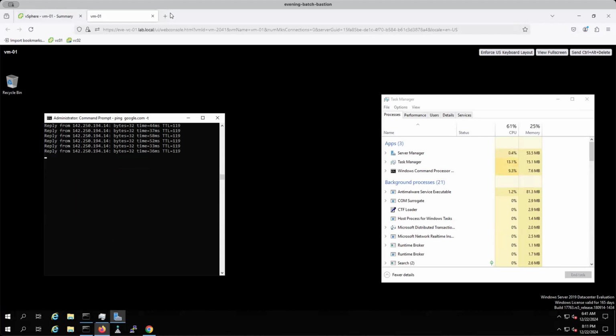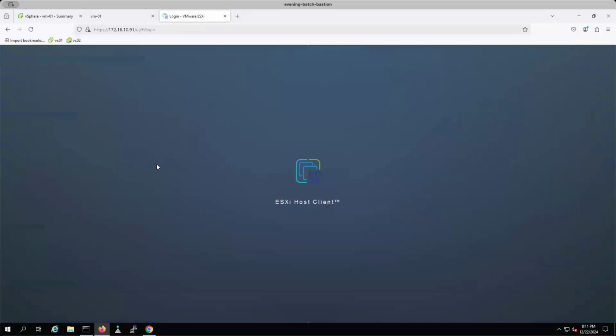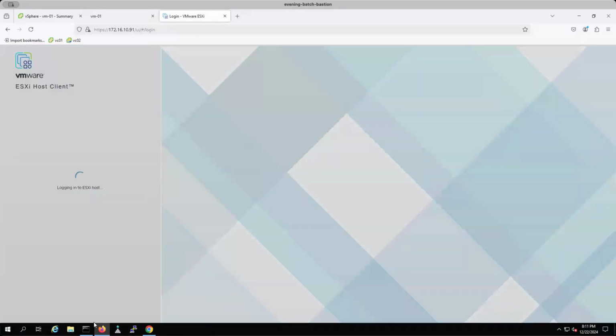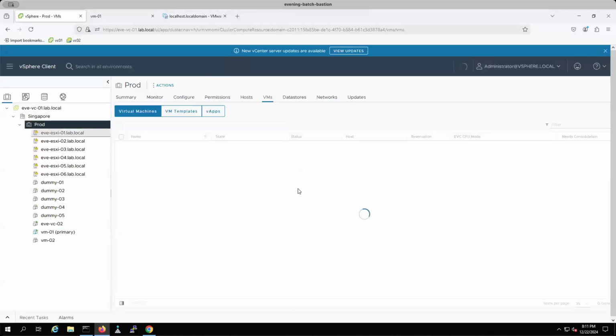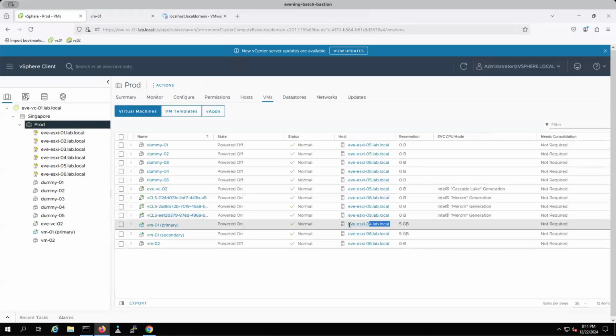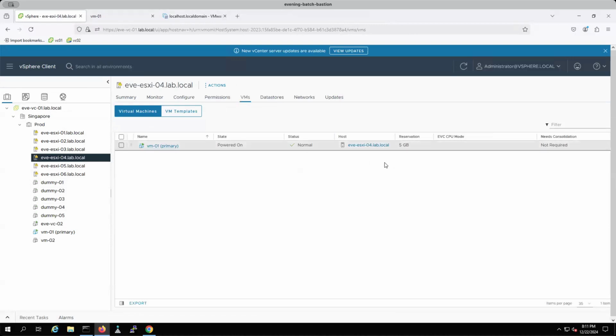Okay. Now I will log into my base ESXi and I will kill ESXi 4 over there. So I would log into the machine and you see that the primary one is basically running on ESXi 4. Okay. So I'm going to kill ESXi 4 and on ESXi 4, I only have one virtual machine and then let's see what happens over here.